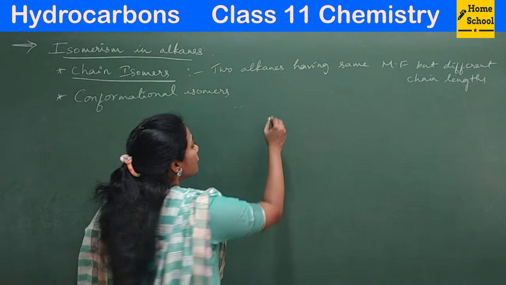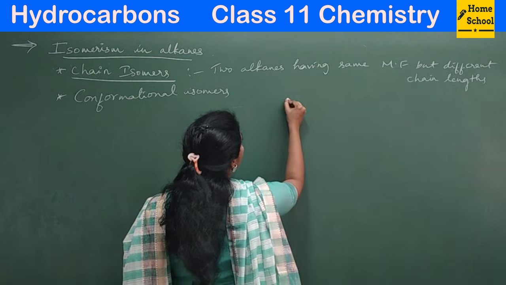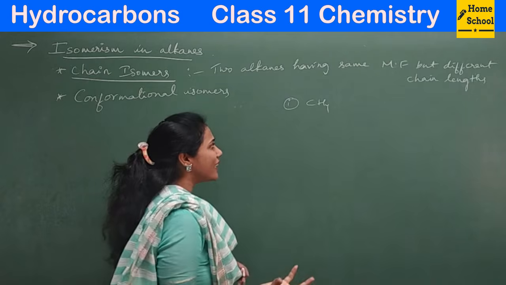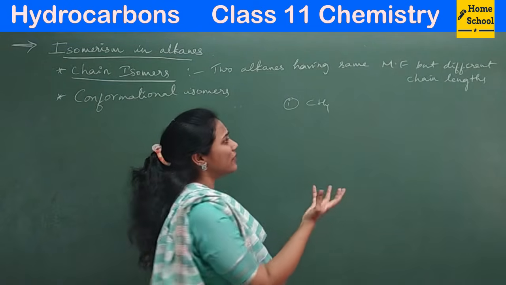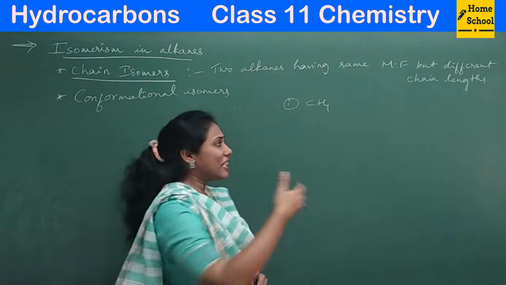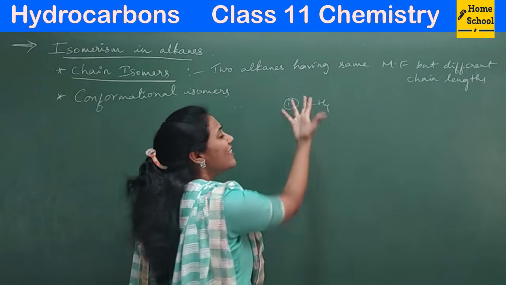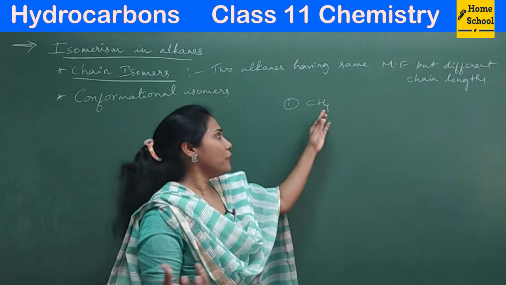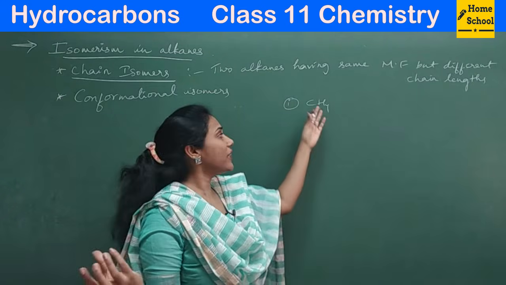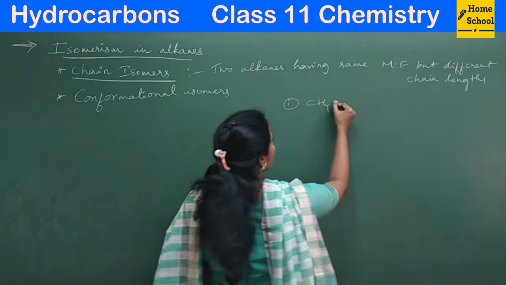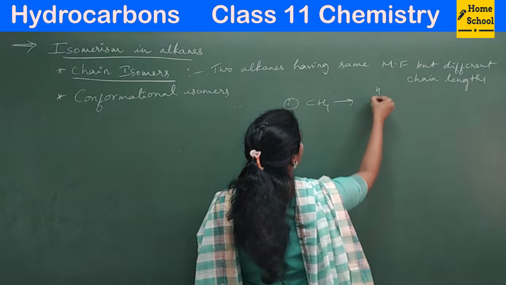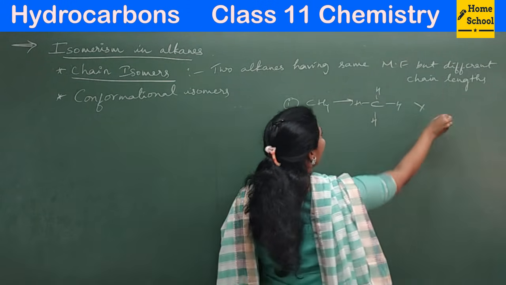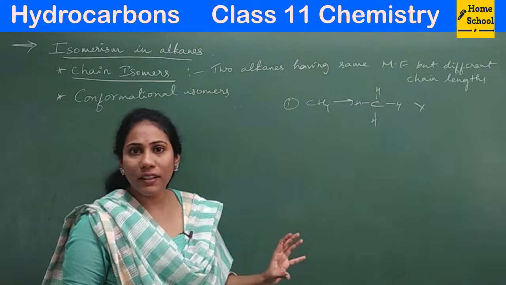Suppose you have the alkane methane. How many ways can you write this? There's only one carbon. How many ways can you write its chain? Say the chain has only one carbon. There is only one way of writing the formula, only one way of writing a structure. How do you write the structure here? Just the 4 hydrogens, which you will show around. So in this case, chain isomerism is not possible.